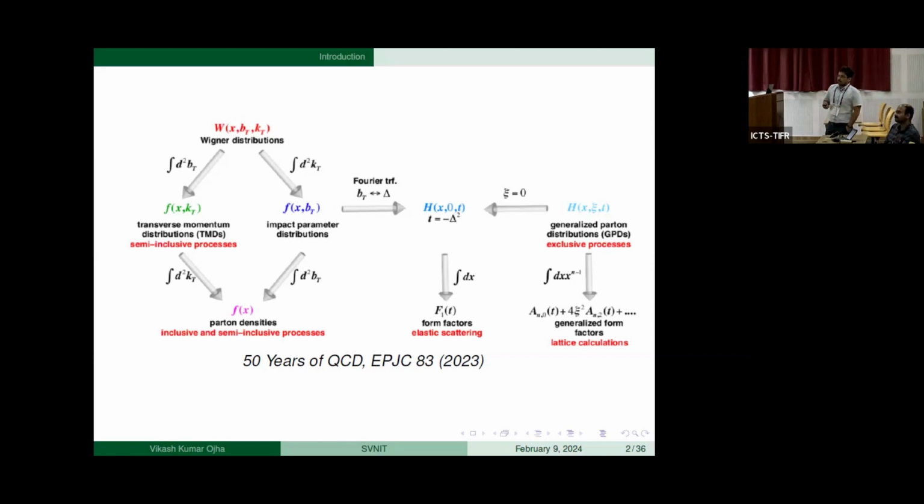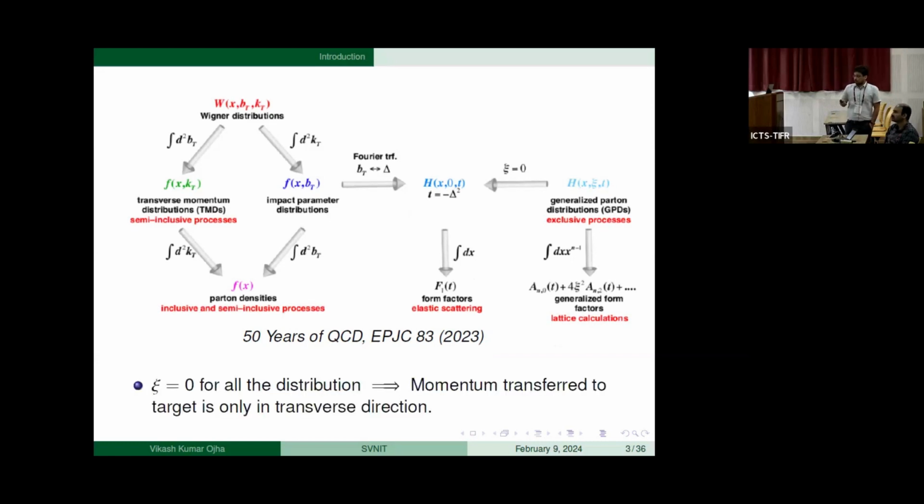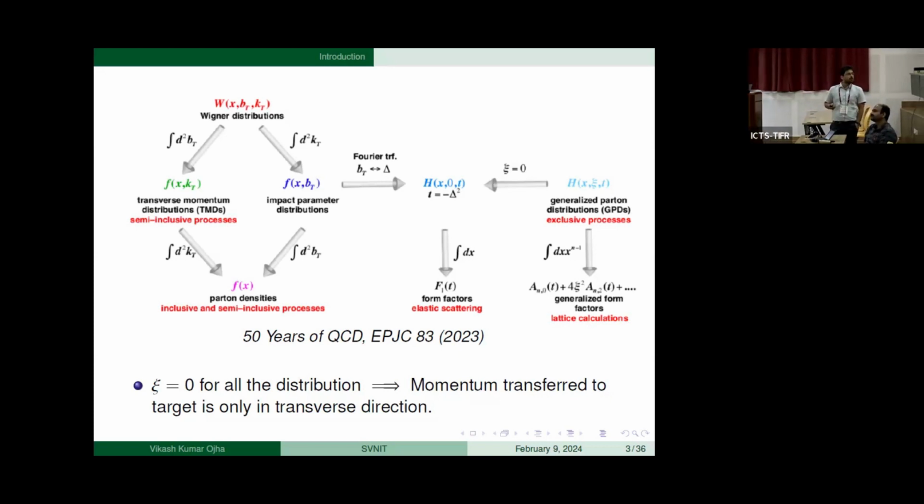Not only these TMDs and PDFs, we can also find out GPDs from this Wigner distribution if we integrate over k_perp and take the Fourier transformation with respect to b_perp and delta. Okay. But the interesting thing is that all these distributions which have been defined are defined for xi equal to 0, which is skewness equal to 0. So you can see you have this GPD, you take skewness to be 0 and you get the GPD for zero skewness, and from there you can get all those form factors.